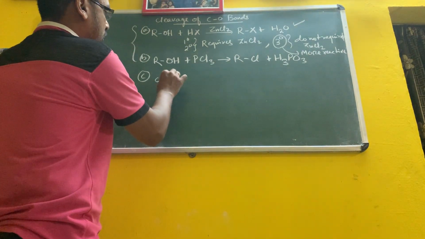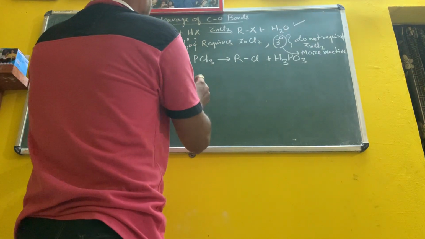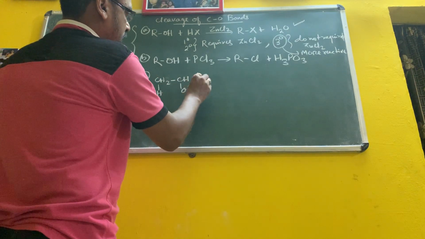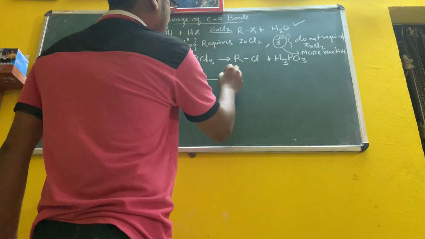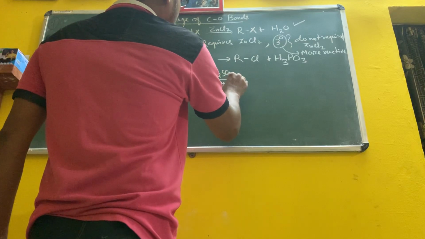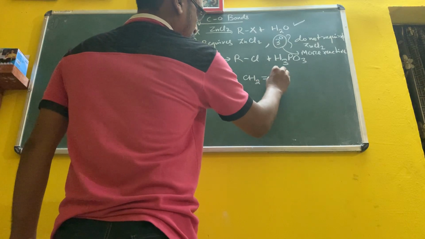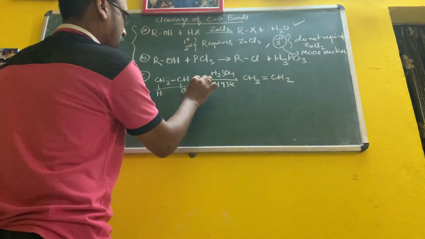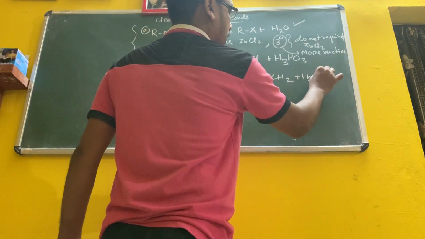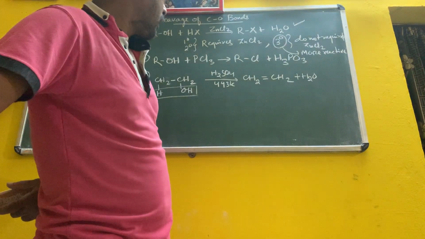Suppose CH3CH2OH, you write like this, in presence of acid H2SO4 at 443 Kelvin, to form CH2=CH2. You see, water is removed, H2O. This is the dehydration of primary alcohols.